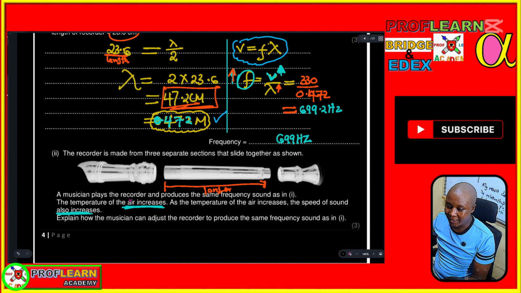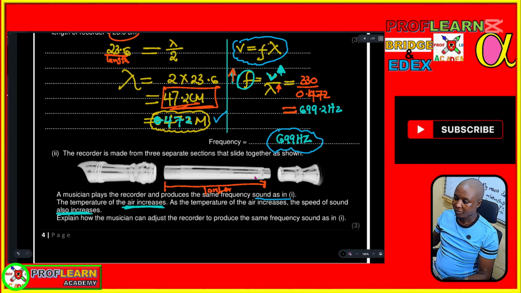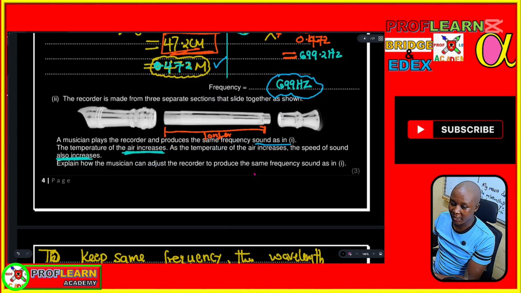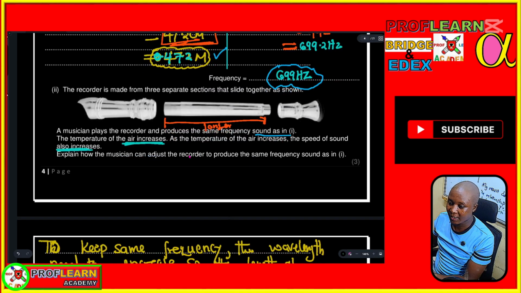The musician plays the recorder and produces the same frequency sound as in Room 1. So the frequency of the sound in Room 1 is 699 hertz. Explain how the musician can adjust the recorder to produce the same frequency as shown.